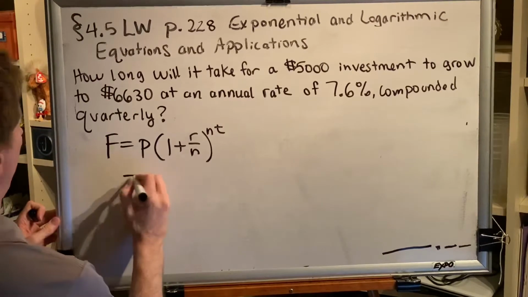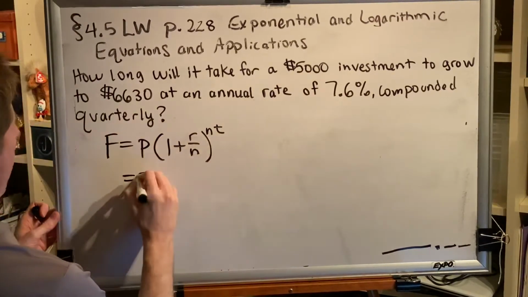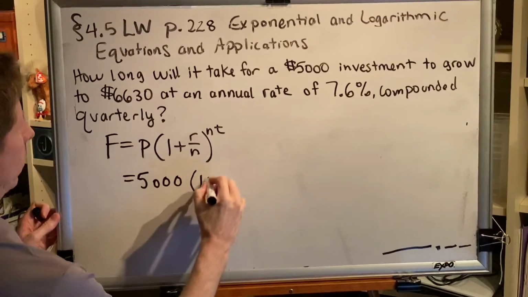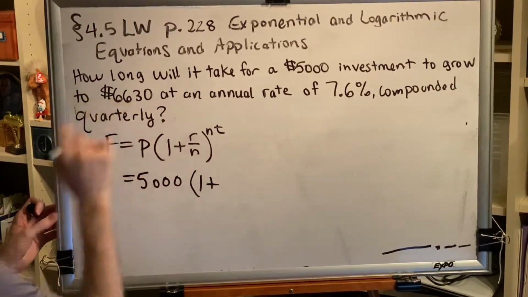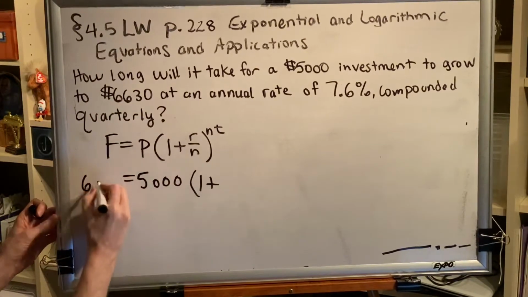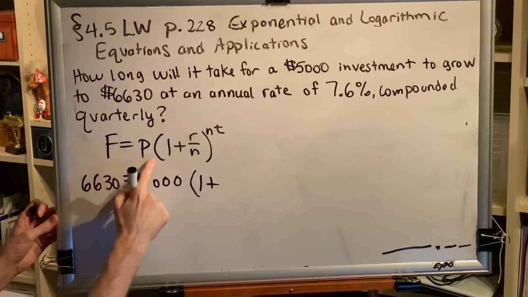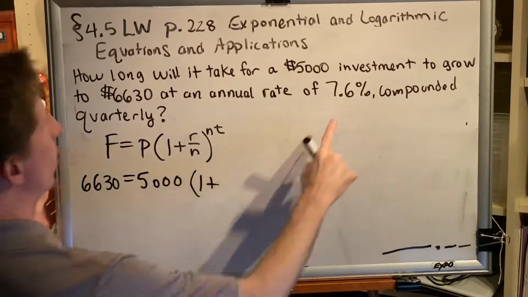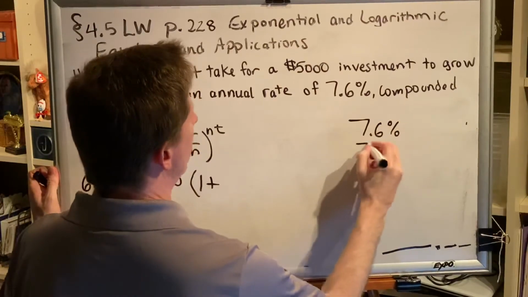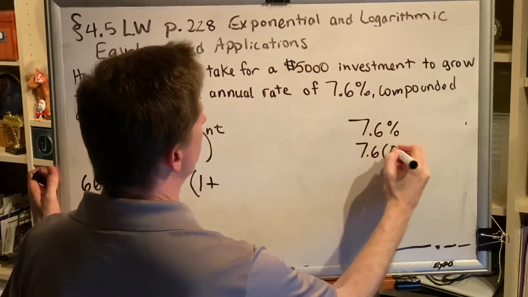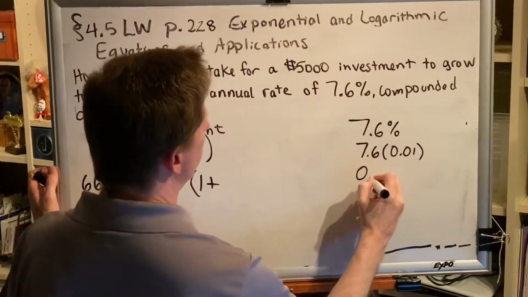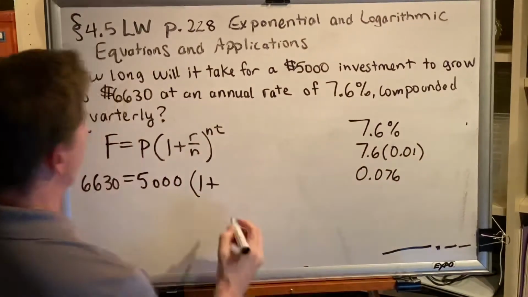Okay, so let's plug in. $5,000 is the amount we have now in the present, P for present. We want it to grow to $6,630. That's the amount of money we want in the future, F for future. P for present, F for future. The interest rate is 7.6%. Well, remember, percent is a symbol that always represents the same value. It's the decimal 0.01. And when you multiply, you get 0.076.